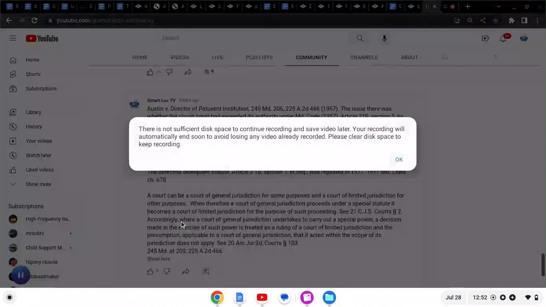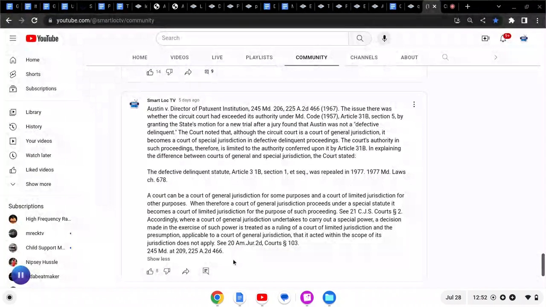Okay. Here's another court case out of Maryland that's telling you the same thing that I just said. When a court of general jurisdiction starts exercising jurisdiction under a statute, I'm going to read this one to y'all. A court can be a court of general jurisdiction for some purposes and a court of limited jurisdiction for other purposes. When therefore a court of general jurisdiction proceeds under a special statute, it becomes a court of limited jurisdiction for purposes of such proceeding. And that's out of Corpus Juris Secundum right there. Y'all need to go and read this stuff.